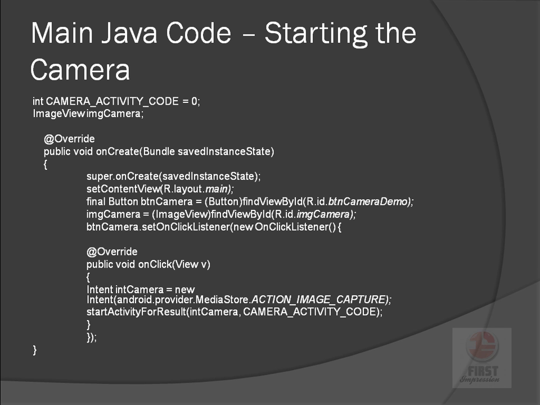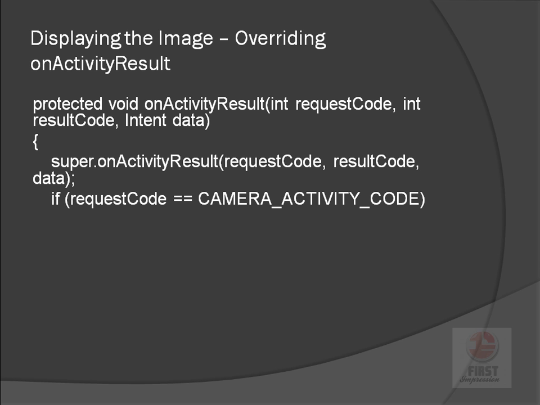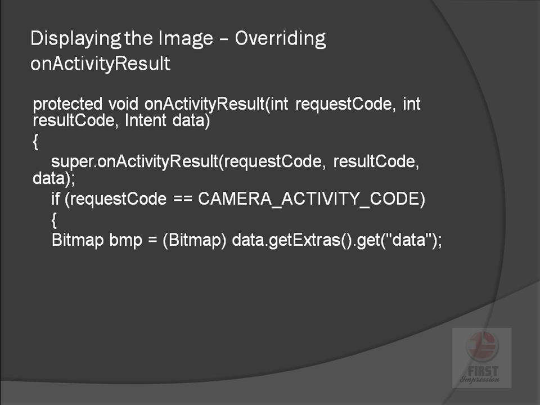To make this more clear, let's override onActivityResult. Over here you can see you have the request code. The request code indicates which code was sent by you and which code is returning back. So you will say if requestCode is CAMERA_ACTIVITY_CODE, that means if the request code with which this result has been returned is the camera activity code, then we'll get the data from the intent by saying data, which is the intent, dot getExtras. Over here we'll get the bundle from the intent, dot get data. This data is the key which contains the bitmap of the image which has been captured.